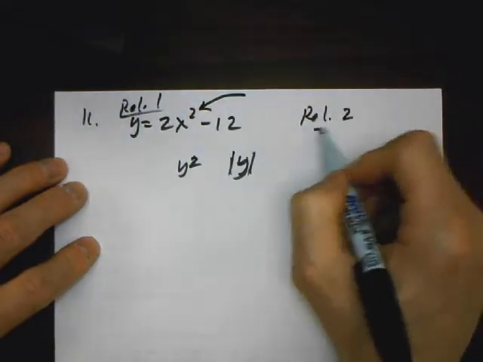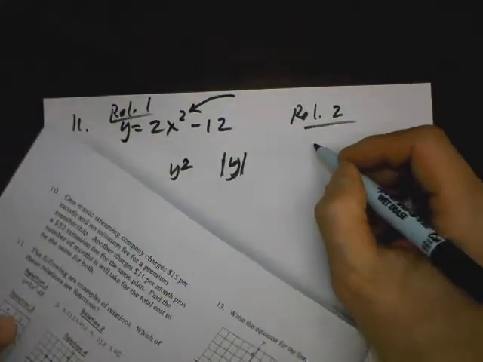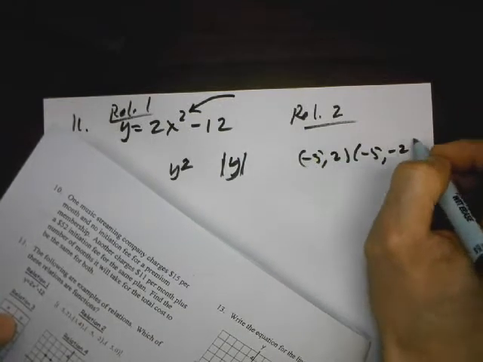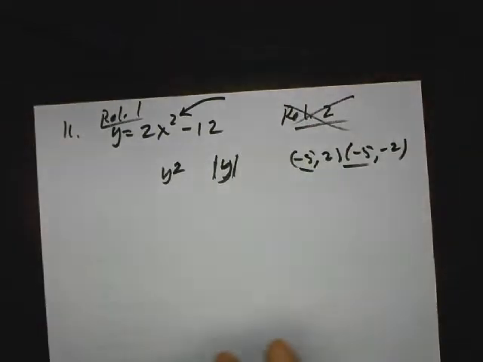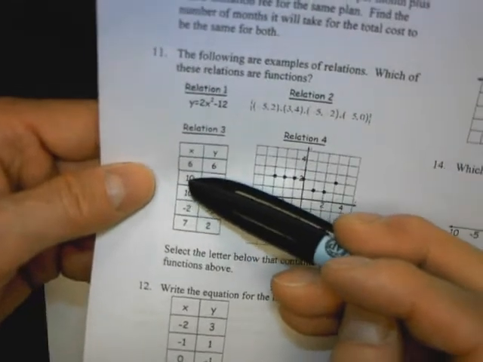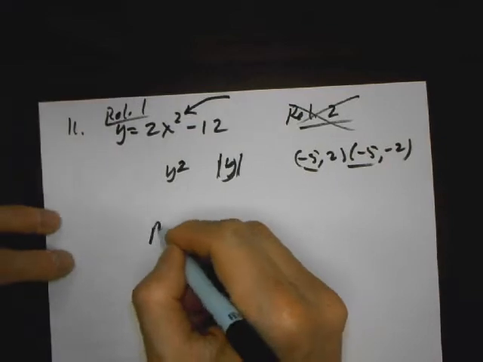Relation 2 gave us some points, some coordinates. And as long as our x's don't repeat, it's a function. So in there we have a -5, 2, and we also have a -5, -2. That's not a function because our x's repeat, so don't pick that one. The x's can't repeat. Relation 3, you see the x's? They repeat. The y's can repeat, but the x's can't. If those x's repeat, it's not a function. Relation 3 is not a function.